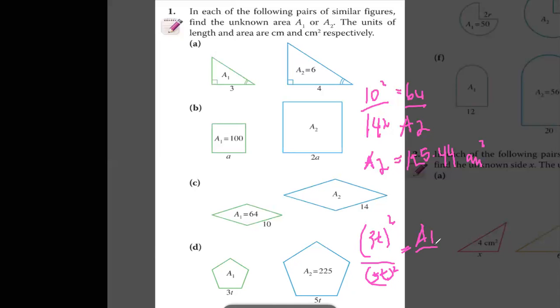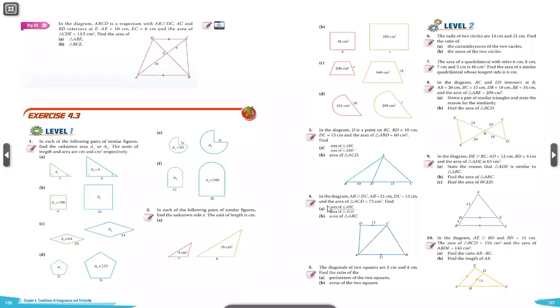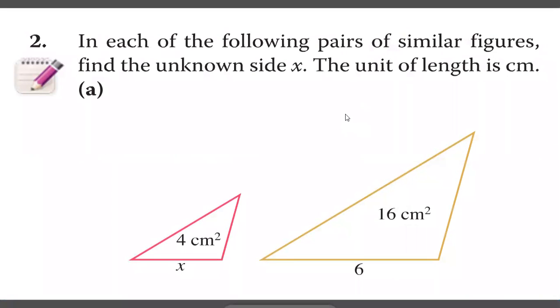So A1 over 225, let's continue. Okay, so 9t squared over 25t squared, cross out the t squared. A1 over 225. So A1 is 225 times 9 divided by 25, 81. Good. Go to the next number. If you're still confused, you can ask, okay? Now number 2A.